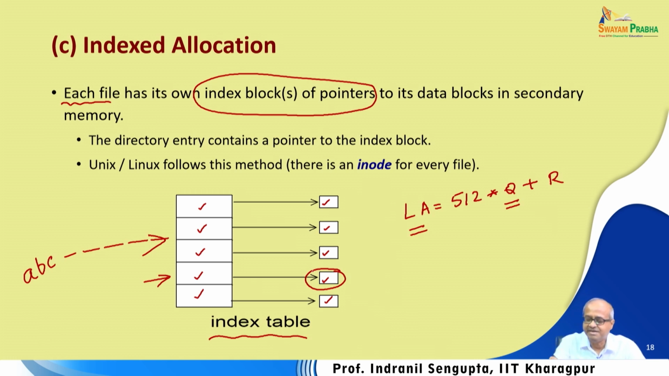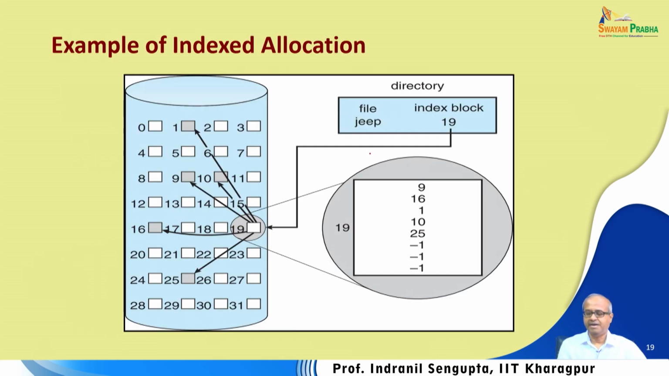Each directory entry, as I said, will contain a pointer to the index block, just like I showed here. Unix or Linux, we shall be discussing this later, follows this method in a slightly more complex way. There is something called index node or inode, we shall be looking at later. What is the exact structure of the inode? Okay. And pictorially, let us see what happens.